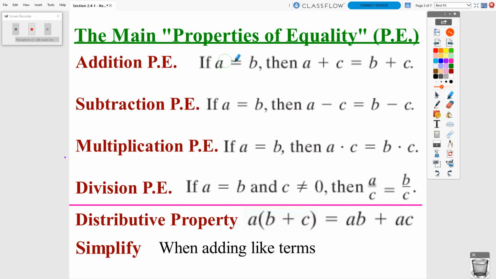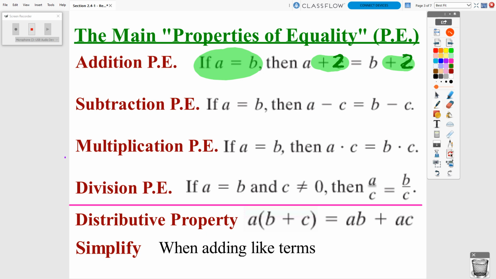So this is just saying if A equals B, then we may add the same amount to both sides of the equation. We're allowed to add some amount C, maybe it's 2, I don't know. If I add 2 to the left side of an equation, then algebraically I have to add 2 to the right side of the equation. I have to maintain equality in my equations.